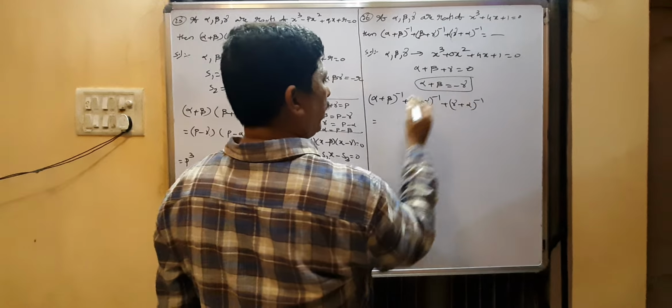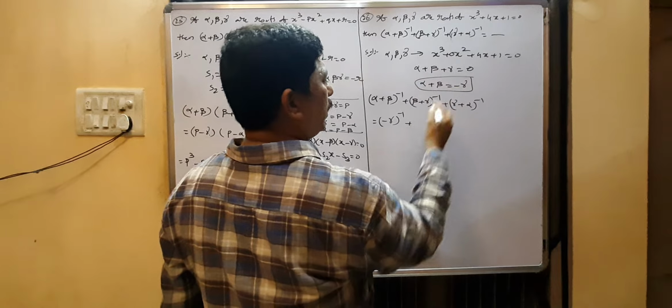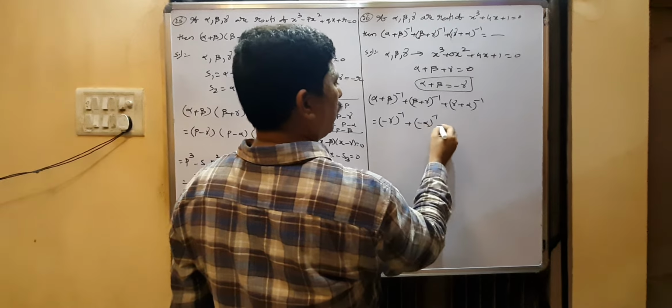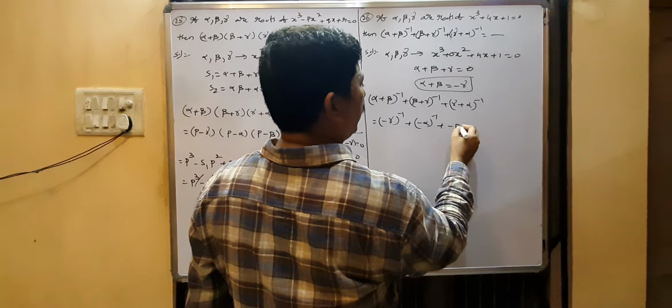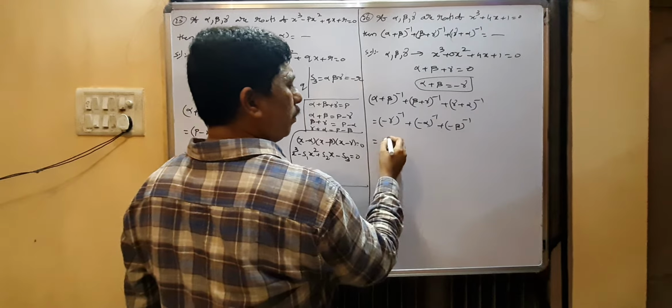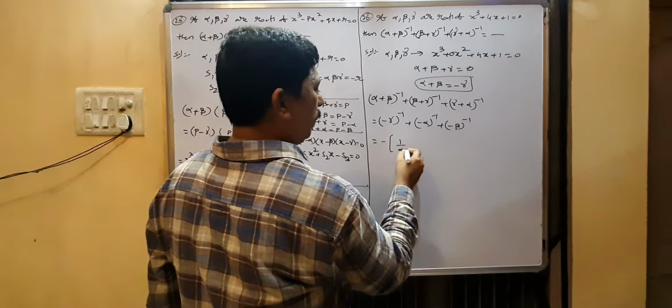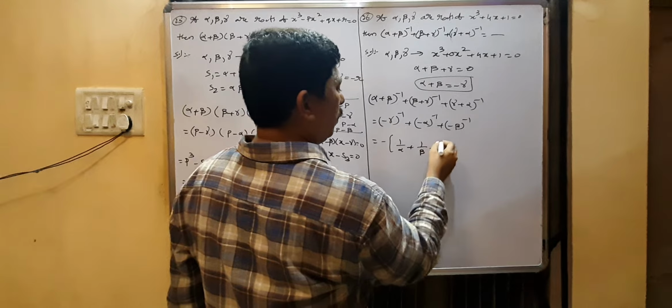Alpha plus beta is minus gamma, so this is (minus gamma) to the power minus 1. Beta plus gamma is minus alpha to the power minus 1. Gamma plus alpha is minus beta to the power minus 1. Minus for negative number is minus 1 by gamma, minus 1 by alpha, minus 1 by beta. That is minus of (1 by alpha plus 1 by beta plus 1 by gamma).